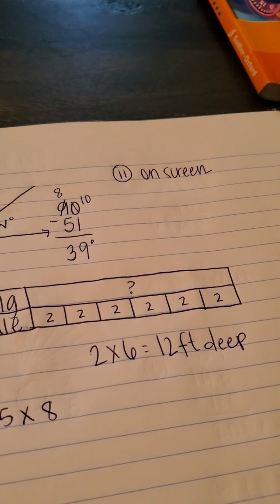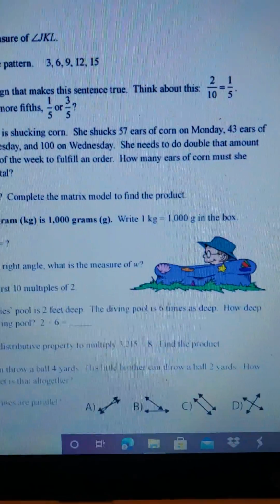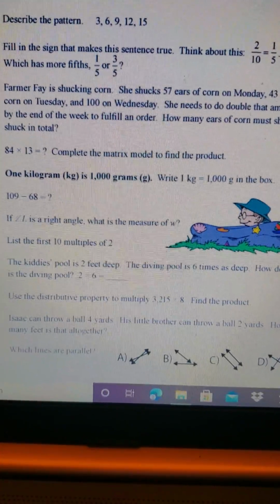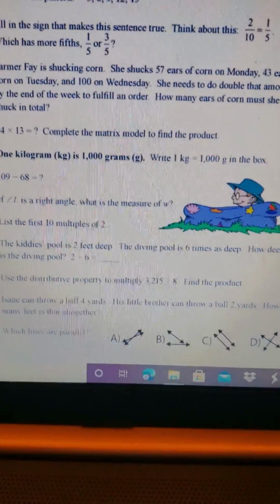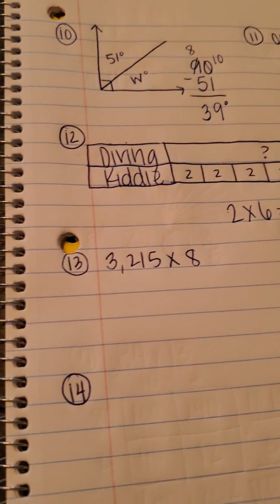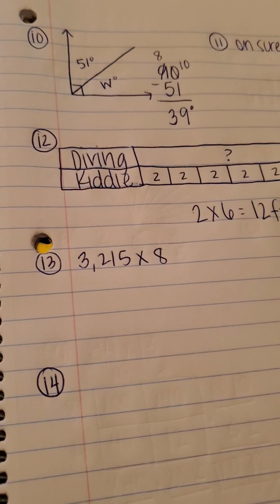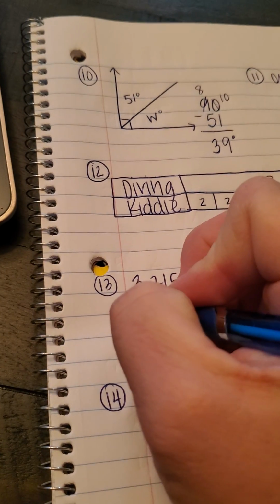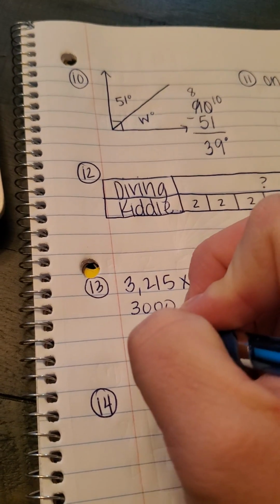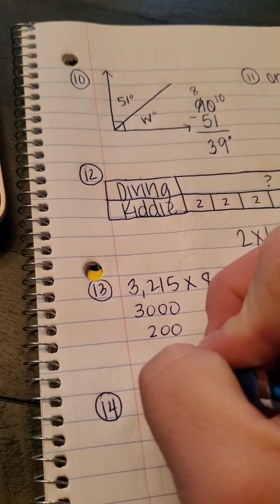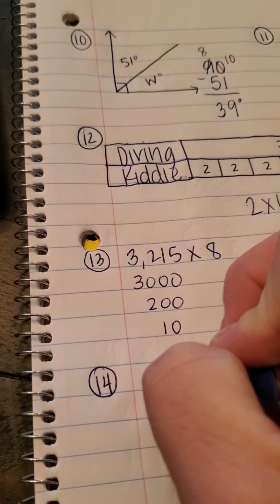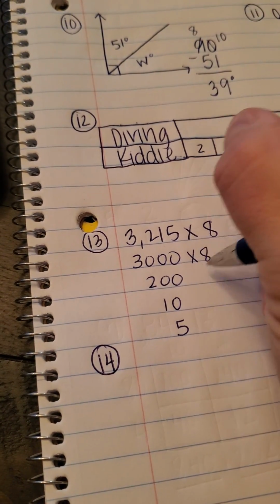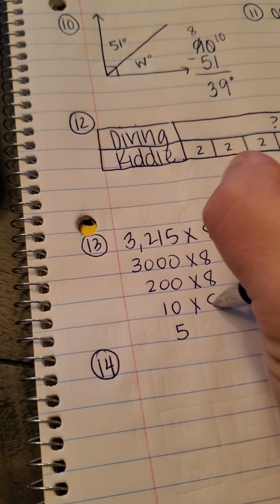Okay. Number 13. Use the distributive property to multiply 3,215 times 8. Find the product. All right, distributive property. We've done this a lot. We have to take our big number and break it down into expanded form. So we have 3,000 plus 200 plus 10 plus 5. We're going to multiply each one of these numbers by 8. And then we will add them all together to find our product.